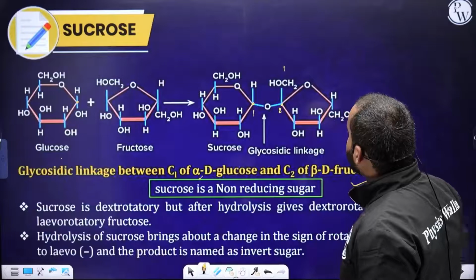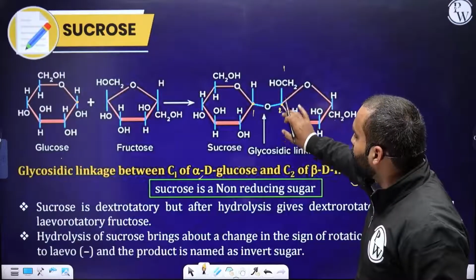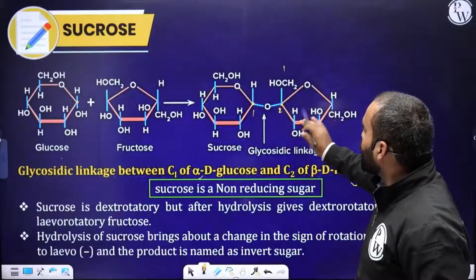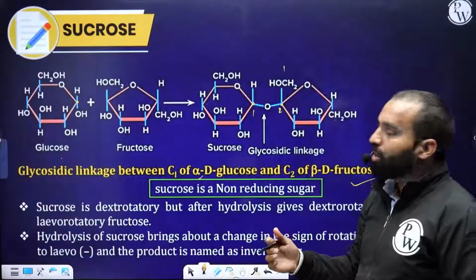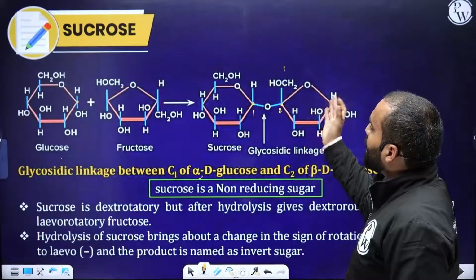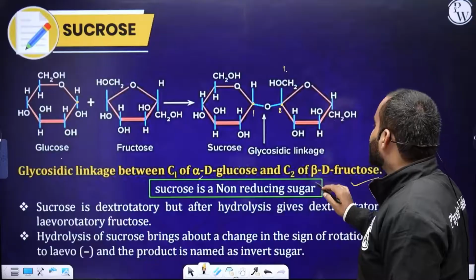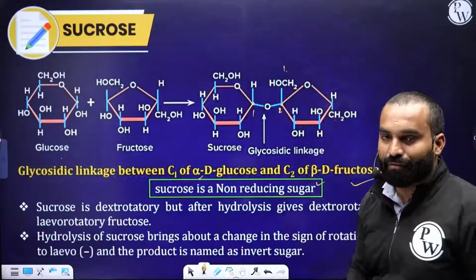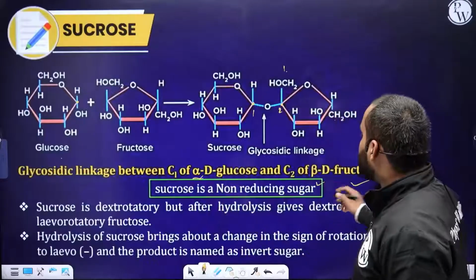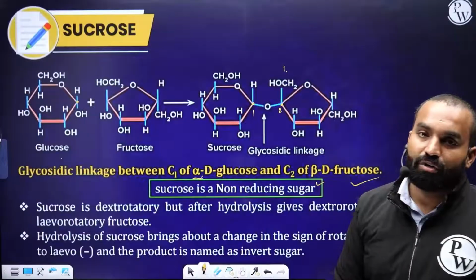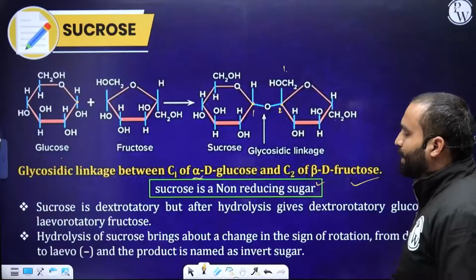What is this unit, guys? Since you are seeing that originally OH, when it is on the bottom, has to be on the right hand side. That makes it alpha. Since it is twisted, I'm starting the numbering from this end. This is carbon number 1, carbon number 2. This is beta D fructose. Be careful, it's beta D fructose. So C1 of alpha D glucose and C2 of beta D fructose. These are the 2 molecules connected to each other via glycosidic linkage.